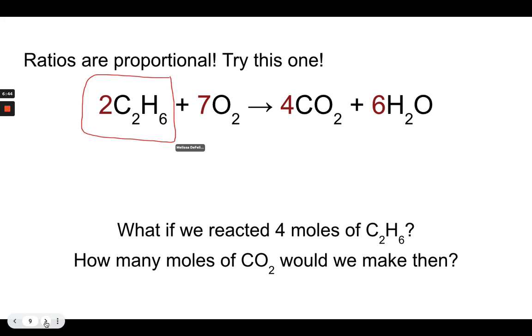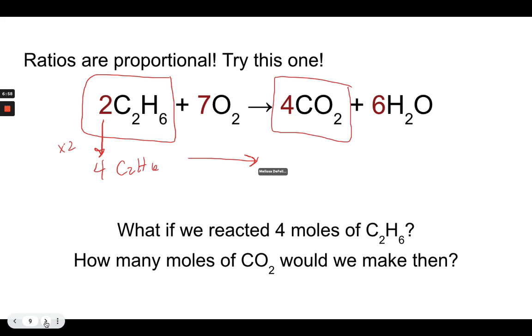So these are our 2 substances we'll focus on. Instead of 2 moles, I'm saying I want 4 moles. So what did I do? In order to go from 2 to 4, I had to multiply by 2, right? If that's the case, I have to do the same thing on the other side and multiply this number by 2. So 4 times 2 is 8. 8 moles of CO2.